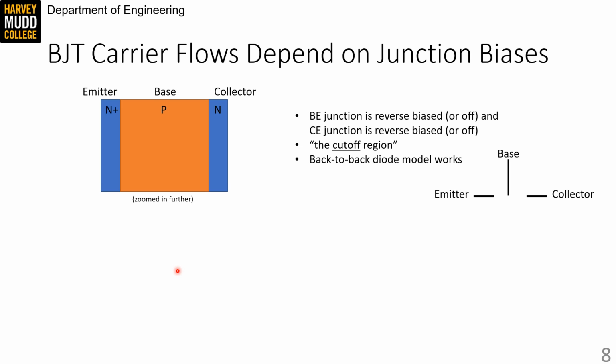The first bias condition we're going to examine is one in which both PN junctions are either unbiased or reverse biased. As you might expect, that means little current flows in either PN junction. We call this bias condition cutoff, and we model it with two open circuits in both the large and the small signal regime. Notice, by the way, that we're super zoomed in on the base in this picture, because most of the exciting behavior in BJTs happens in the base.